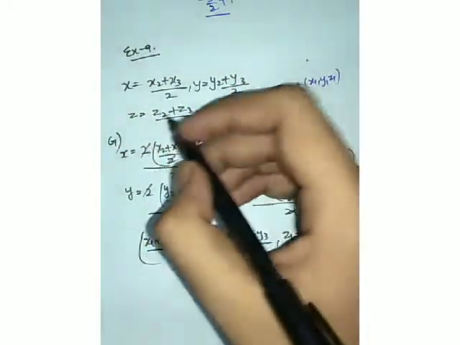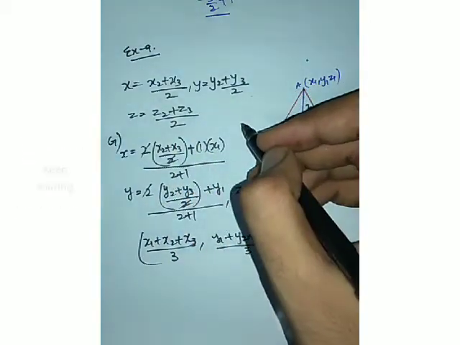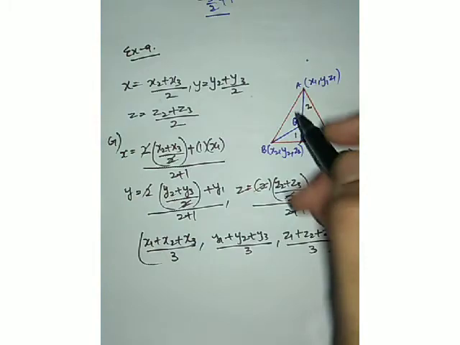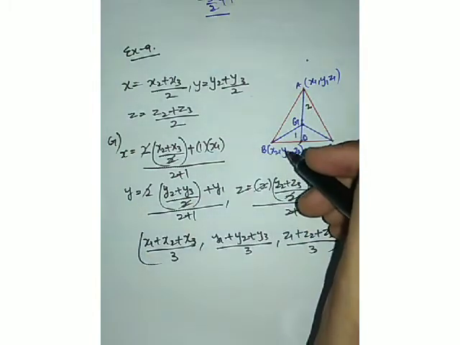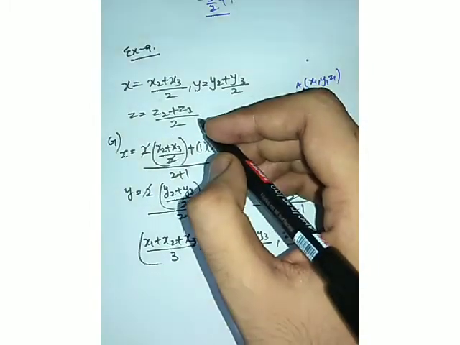So the coordinates of the centroid of the triangle can also be remembered as a general formula of the centroid of the triangle. So just keep this formula in your mind because you will be using it at certain places. Let's move to the next example.